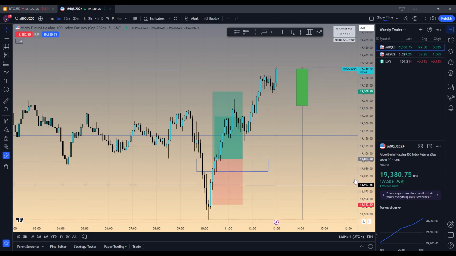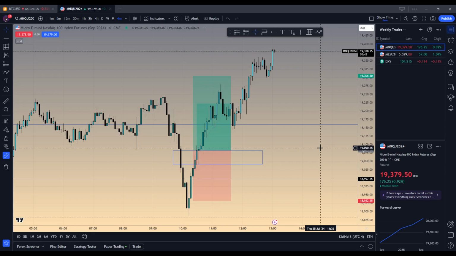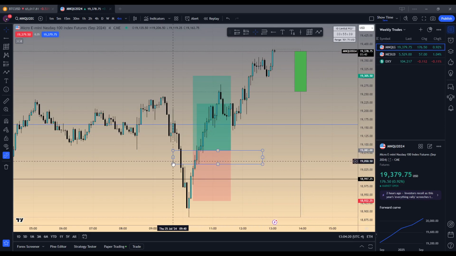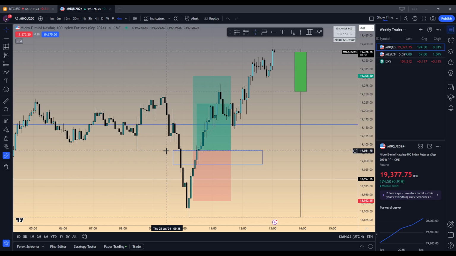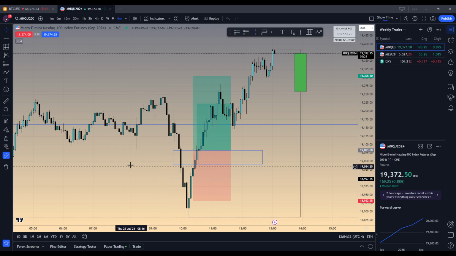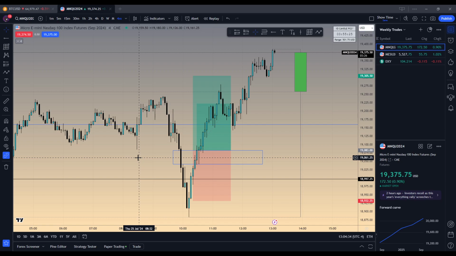If you go to the 5 minute, I think I actually found on the 4 minute is what I used for my inversion fair value gap. Now, this is a little bit different than how ICT would enter off of the 2022 model. I use fair value gaps, but I also use inversion fair value gaps.